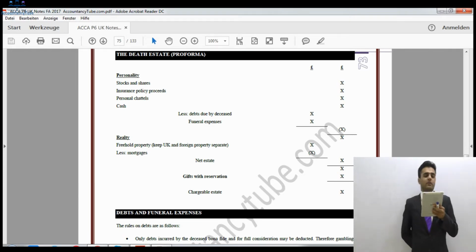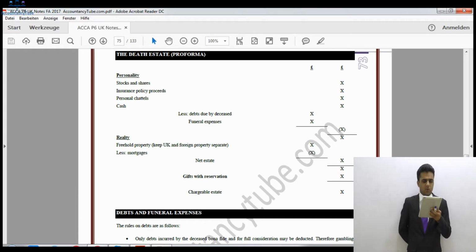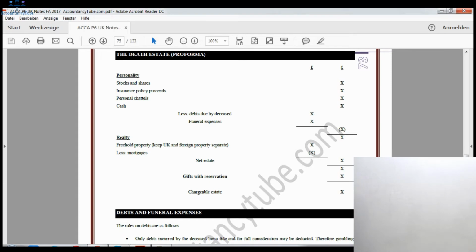And the gift with reservation will also be added to it. Now we haven't seen gift with reservation in our previous video lecture, which was for F6, so we will see what these are in a moment. So that is our chargeable estate. And after that, certain expenses are deducted. We have seen those expenses as well in our previous video.